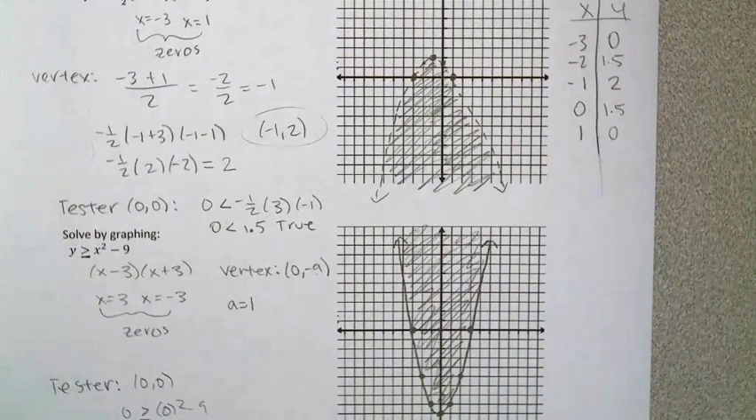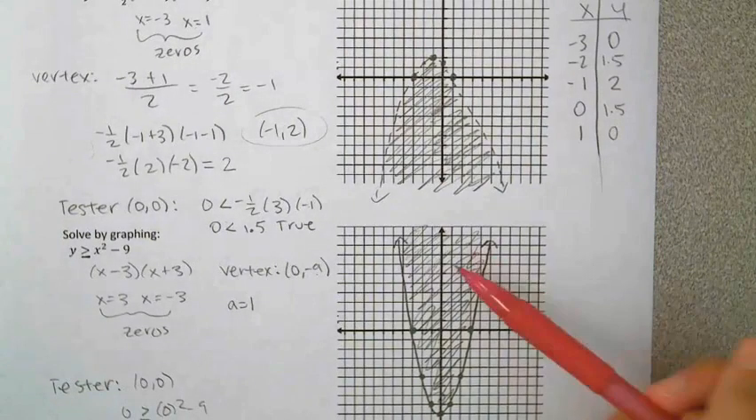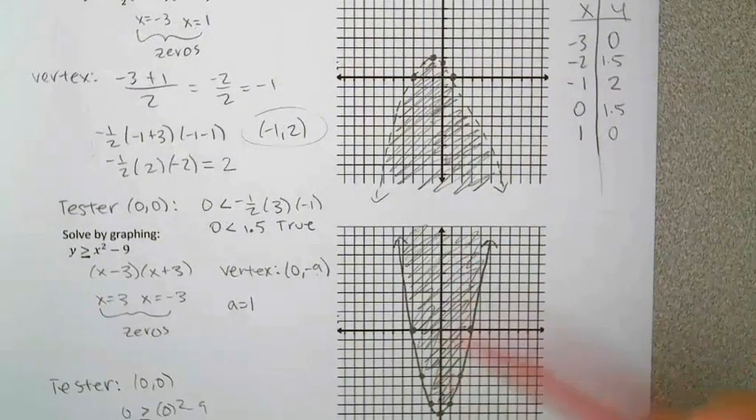Whew, you're going to find that throughout today is me picking 0, 0 as a tester point. It ended up being true every single time. That's poor example choosing, Miss Marshall. And here you end up shading on the inside.